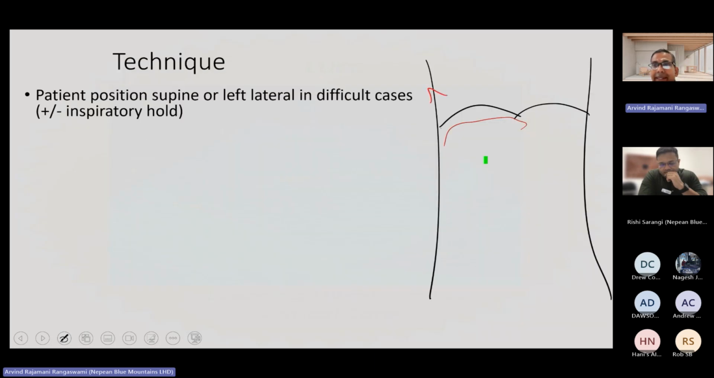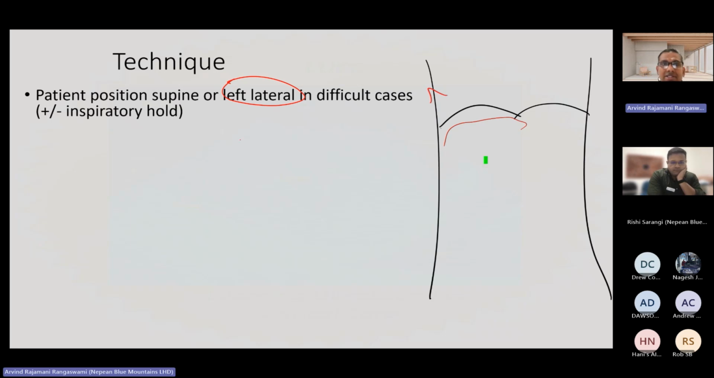Okay, so once again, recapping the technique, the patient's position can be anything. In very difficult cases, I sometimes put them in the left lateral position, but otherwise, in general, in critically ill patients, I always try to do the case in the same position as the patient is already in. I try not to move them just for convenience. Even if it's cardiac echo, for example.